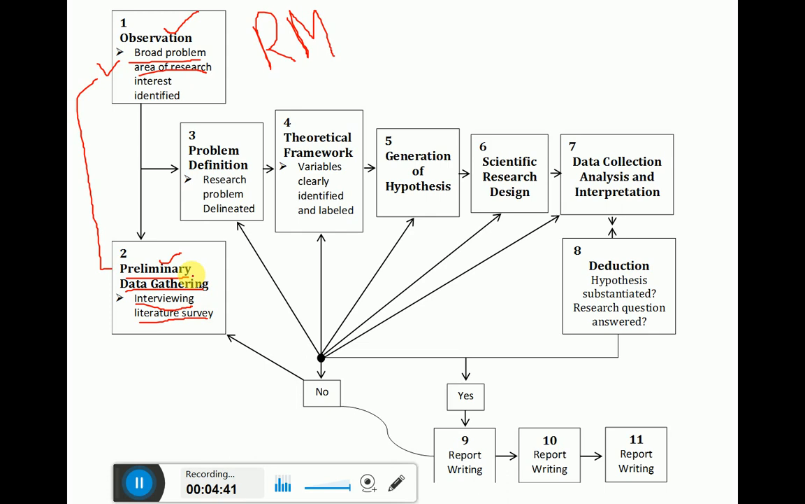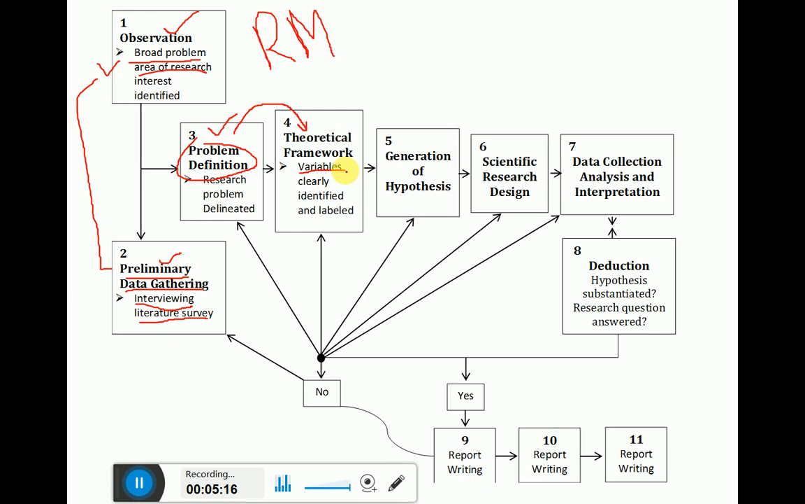Once the preliminary information gathering step is cleared, the researcher moves to the next step, problem definition, which is simply known as problem identification. It is a real problem, simply stating the topic of the research. Once the topic of the research is identified, the next step, the fourth, is the theoretical framework, where variables are to be categorized and identified, and it is determined which variable is more important.